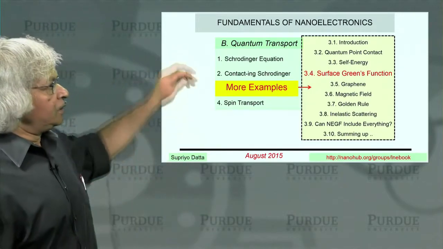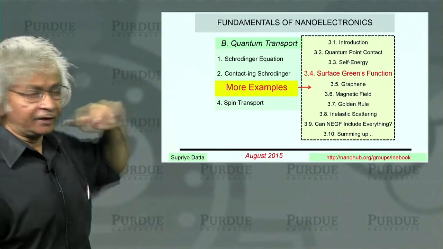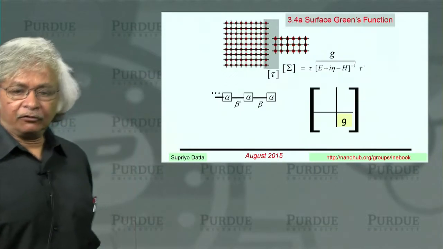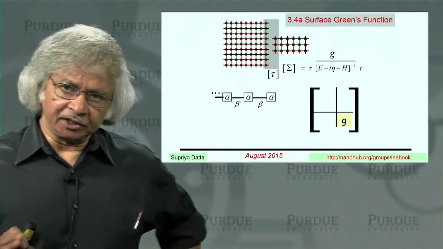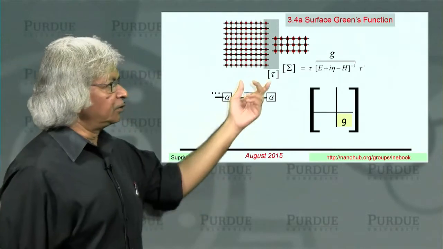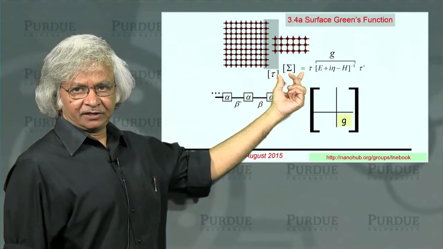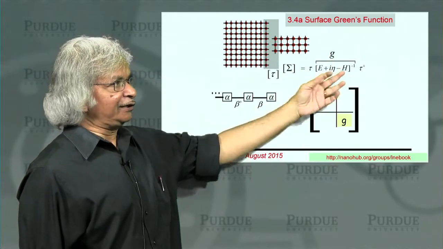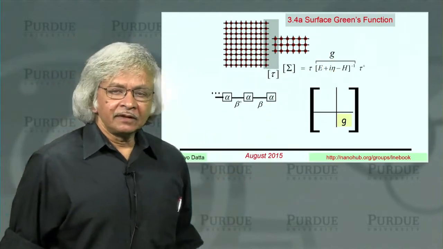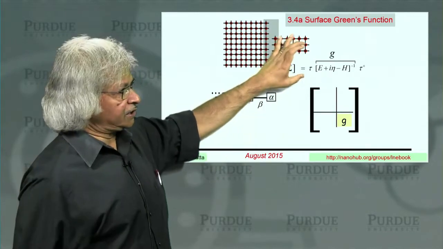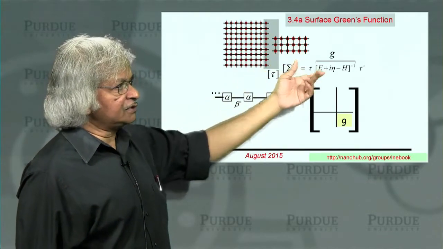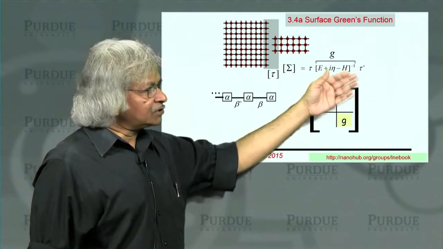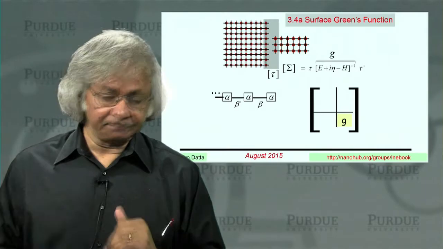Welcome back to Unit 3 of our course on quantum transport, and this is Lecture 4. Now, if you remember, in the last lecture, we talked about this general way of finding the self-energy. And this expression we obtained was this tau g tau dagger, where this g is called the surface Green's function. Now, to use this formula, of course, you need to have a way to calculate this surface Green's function, and that's what we'll talk about in this lecture.